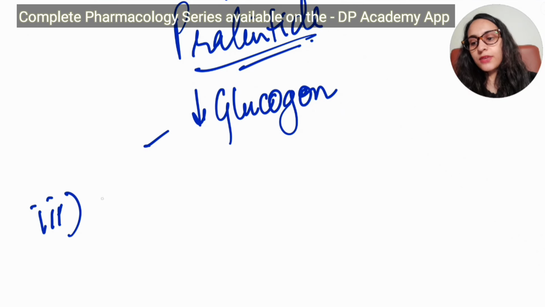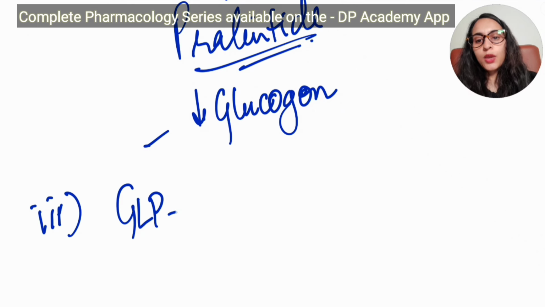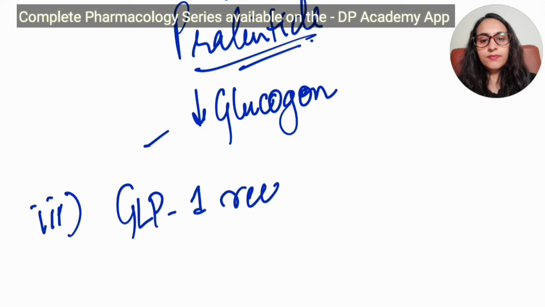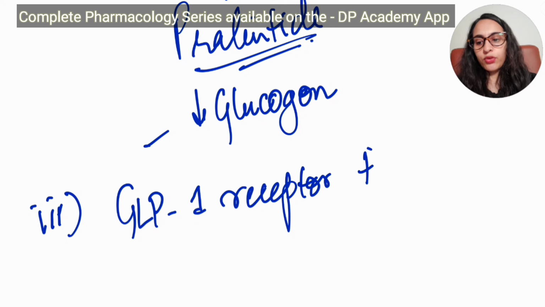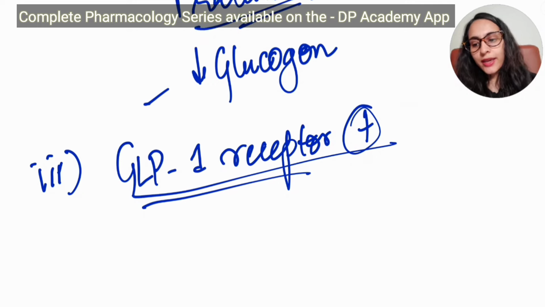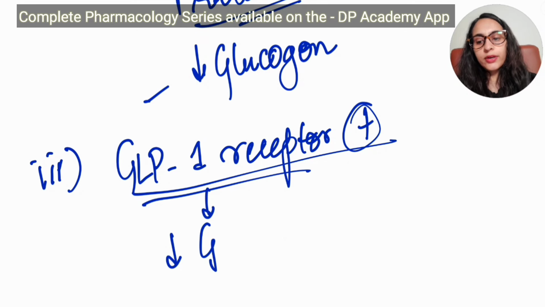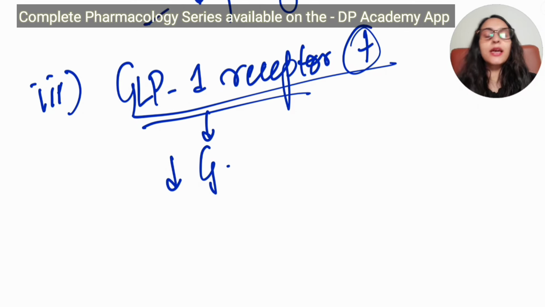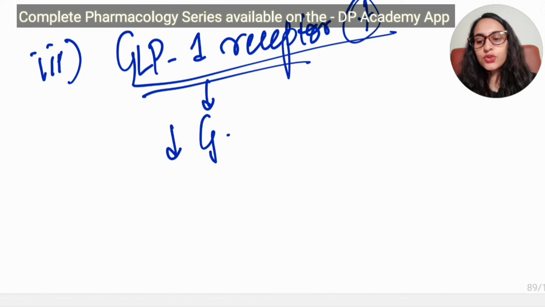Another one is giving the GLP-1 receptor agonist. This function is similar to that of amylin. Again, it will decrease the glucagon, stimulate satiety and slow down the gastric emptying. So increasing the insulin release is the function of GLP-1. It is given subcutaneously and there is no hypoglycemia caused from the GLP-1 receptor agonist.